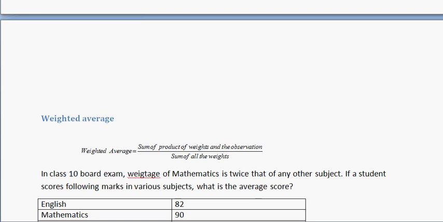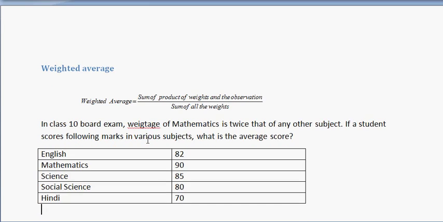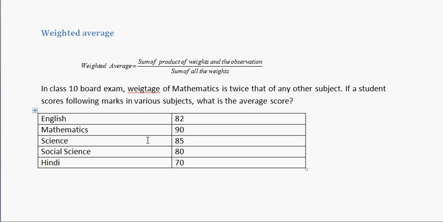Now there is another concept, which is the weighted average. It means the formula remains the same. It is sum of the product. So let's do one question first and then go to the formula. It says in class 10 board exams, weightage of maths is twice than any of the other subject. If a student scores the following marks in various subjects, what is his average score?